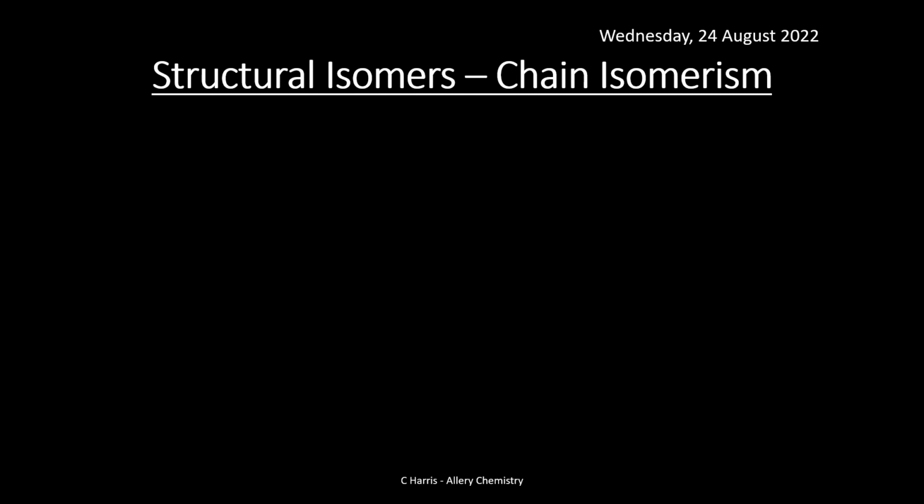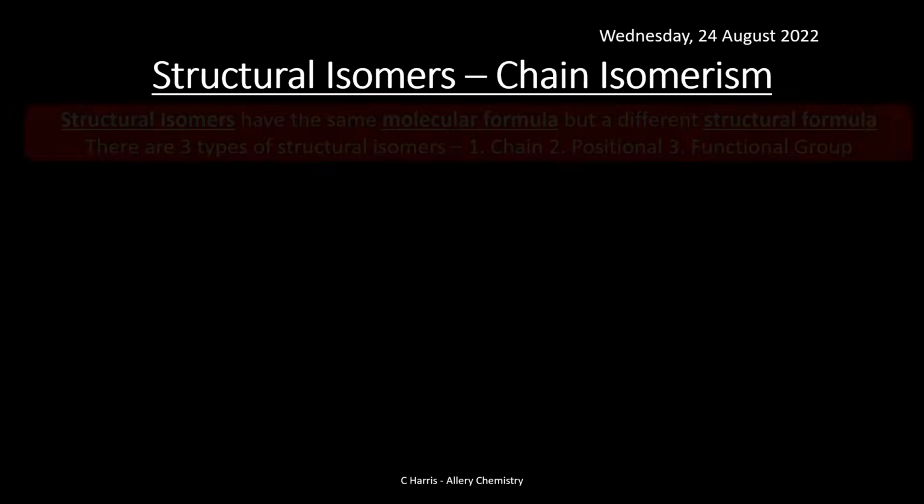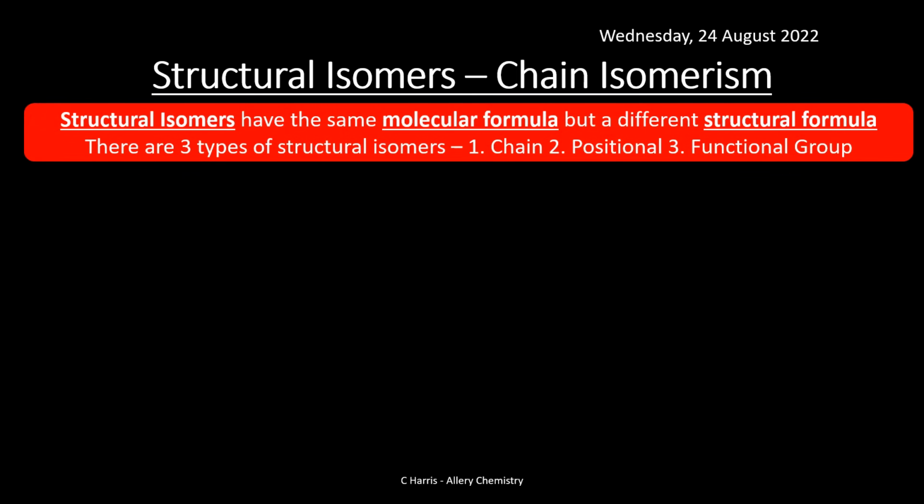Okay, so let's have a look at some isomers. I did say we're going to have a look at some isomers here. There's a few of them, so we're going to start with one of them, which is called a chain isomerism or chain isomer. Now, these are called structural isomers. You need to know what a structural isomer is. Structural isomers have the same molecular formula, but they have a different structural formula.